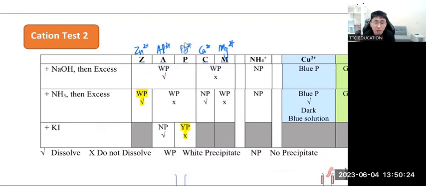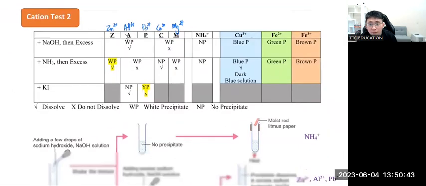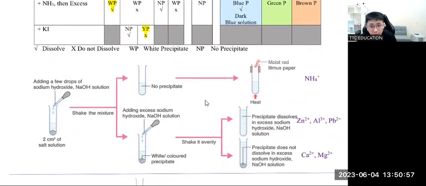So you need to use multiple different methods. If you do a second test and the first observation matches, then your answer is Zn2+. If you do the second test and see WP with a cross, then it is Mg2+. Basically, WP is white precipitate, NP is no precipitate, YP is yellow precipitate, different types of precipitate. By doing it like this, you see the trend.